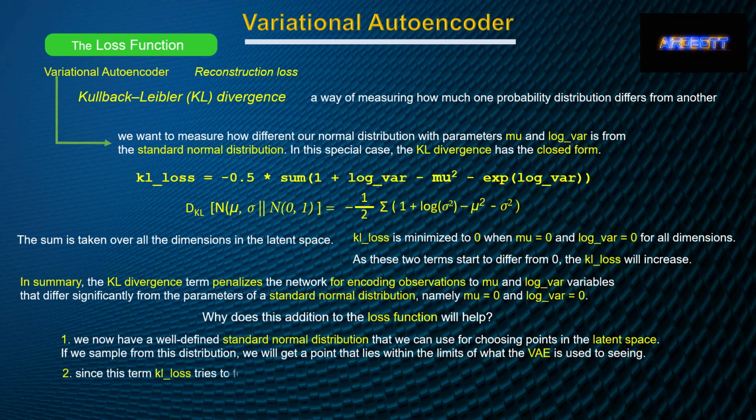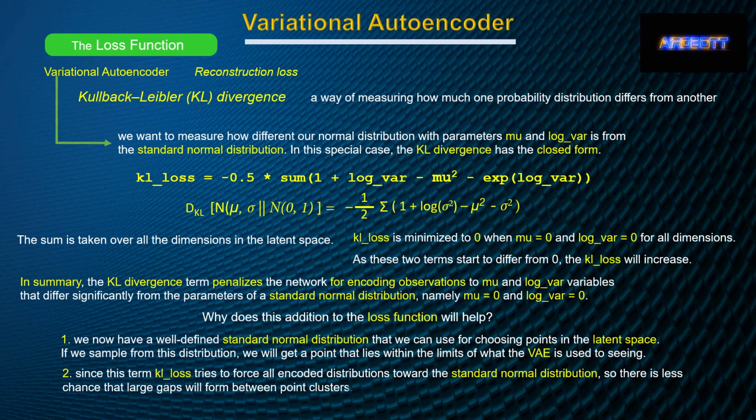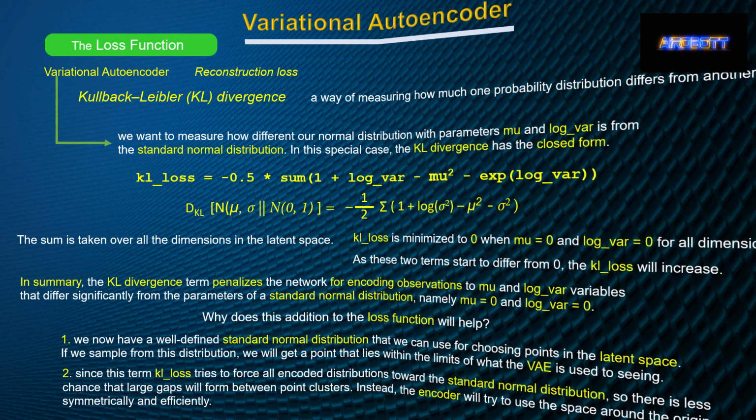Secondly, since this term, KL_loss, tries to force all encoded distributions towards the standard normal distribution, there is less chance that large gaps will form between point clusters. Instead, the encoder will try to use the space around the origin symmetrically and efficiently.